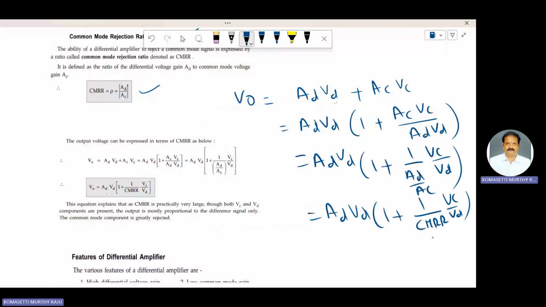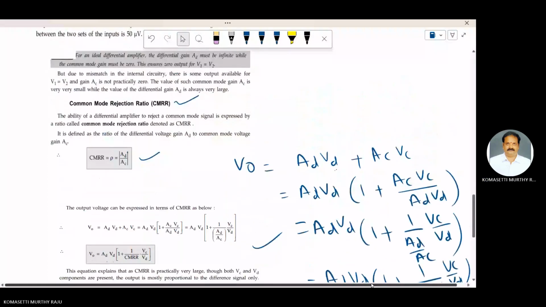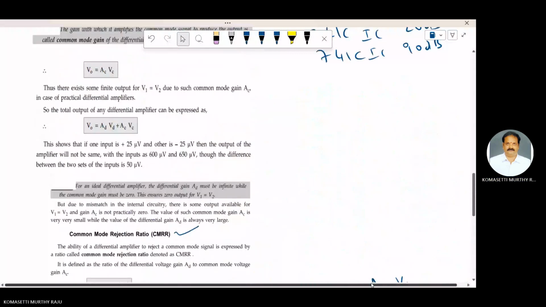If the common mode rejection ratio is infinity, a high value, then 1 by infinity is 0. Therefore this term is 0, and the output voltage V0 is equal to AD into VD. This is the expression for the common mode rejection ratio.